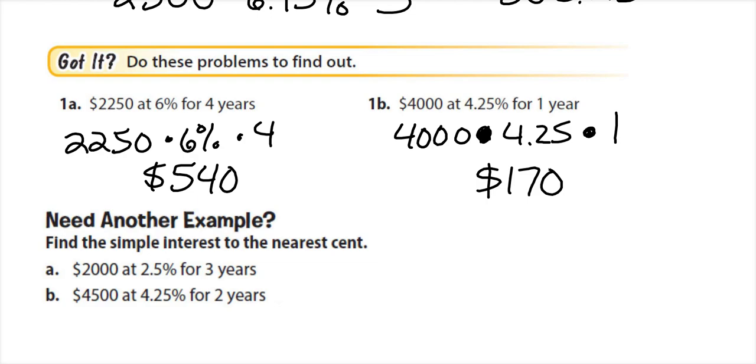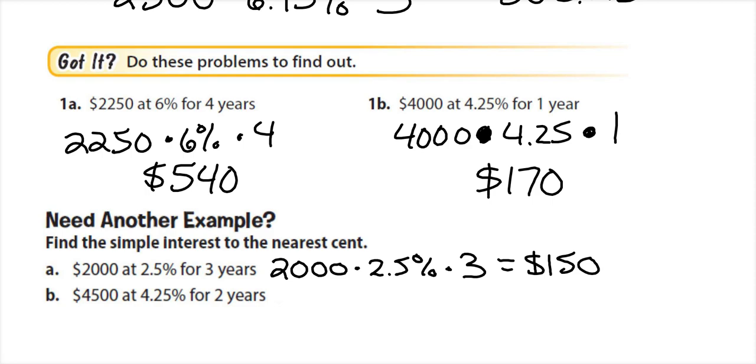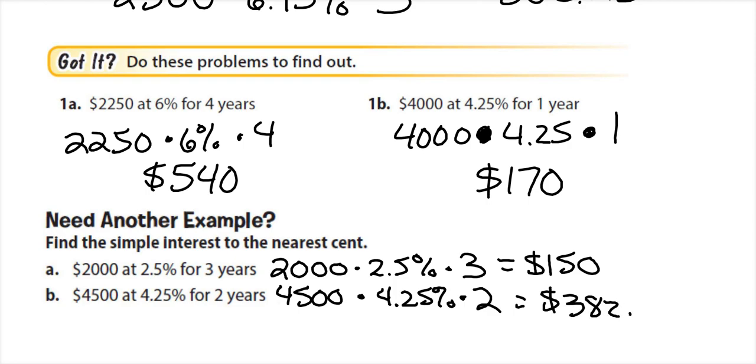All right. Okay, let's take a look at the other example ones. So we would take 2,000 times 2.5% times 3 years, and that's going to give us $150. And then the next one is 4,500 times 4.25% times 2, and that's going to come out to $382.50.